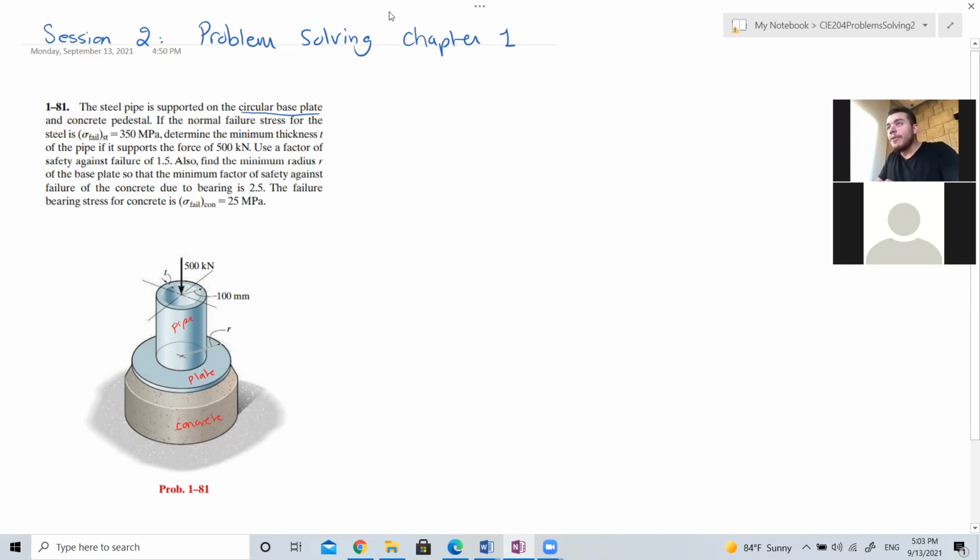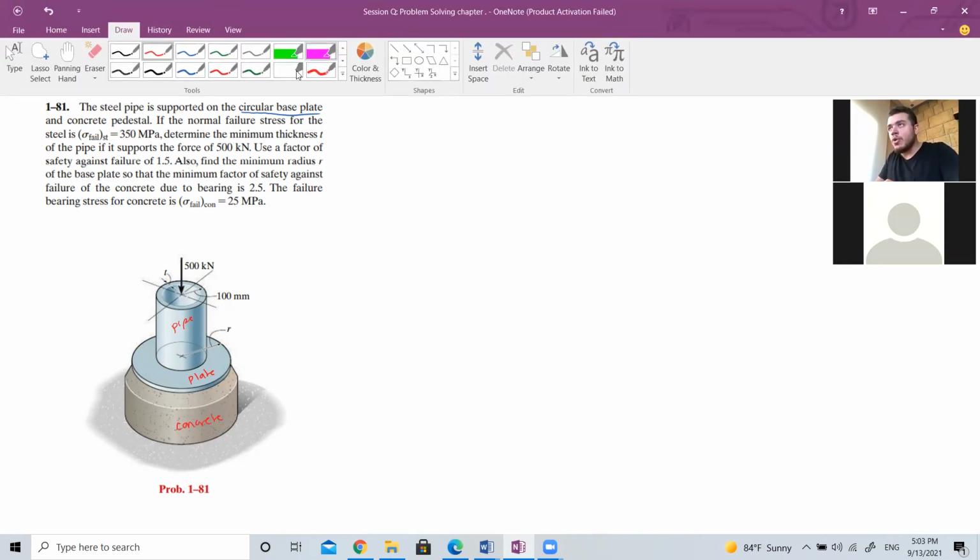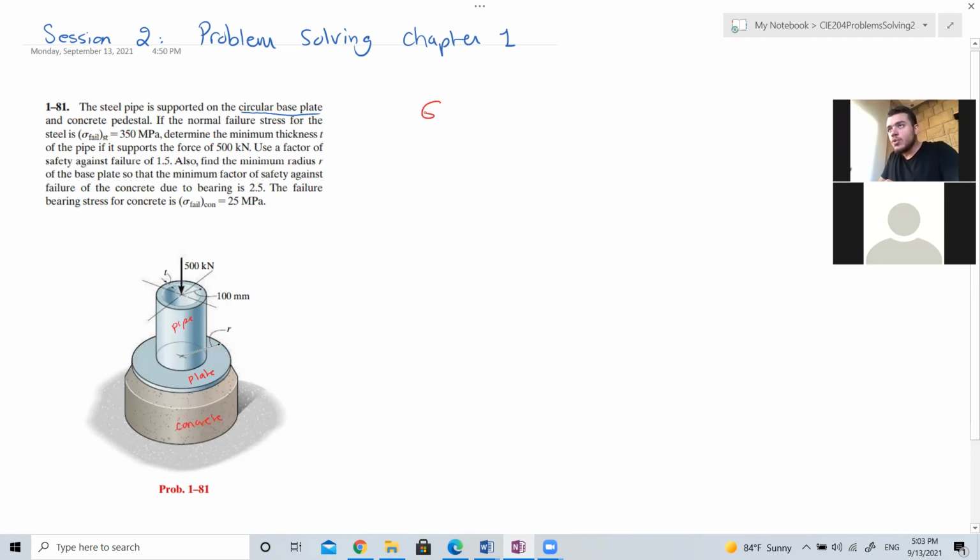If the normal failure stress, I'm telling you, if the normal failure stress, which is sigma failure of steel, is equal to 350 megapascal, determine the maximum thickness T of the pipe. This is the thickness T of the pipe. So if you want to draw a cross section, the most important thing is for you to be able to draw a cross section of the pipe.